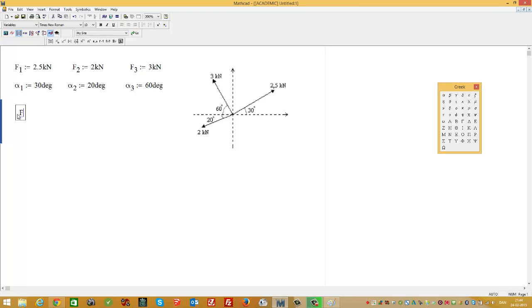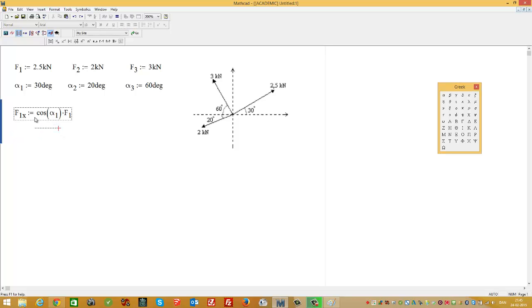So I could set F1 in the x direction. That is cosine alpha 1 times F1. And I don't take the direction into consideration yet. This I'll do later. I could take out the magnitude of F1x now, but I strictly don't need it. If I like it, then I just press the ordinary equal sign.